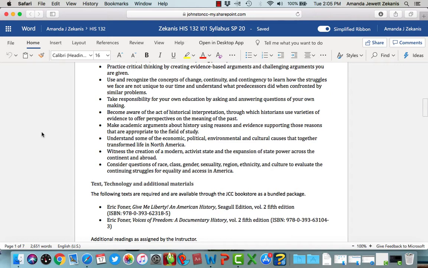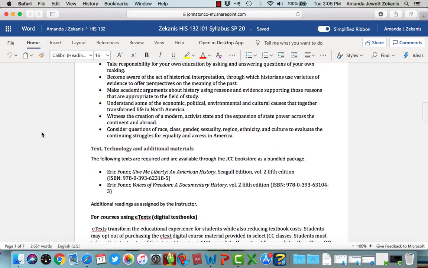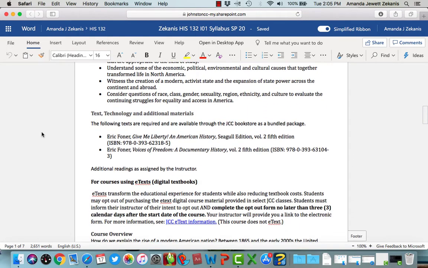And let's see, all kinds of other stuff. We are going to understand some of the economic, political, environmental, and cultural causes that together transformed life in North America. Witness the creation of a modern activist state and the expansion of state power across the continent and abroad. Consider questions of race, class, gender, sexuality, region, ethnicity, and culture to evaluate the continuing struggles for equality and access in America.